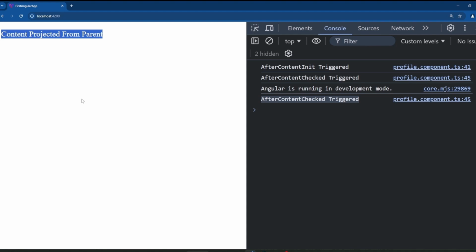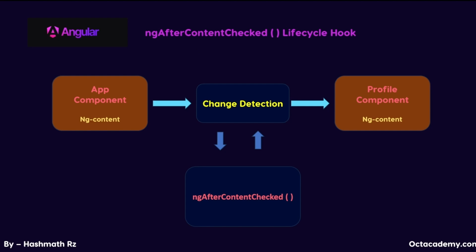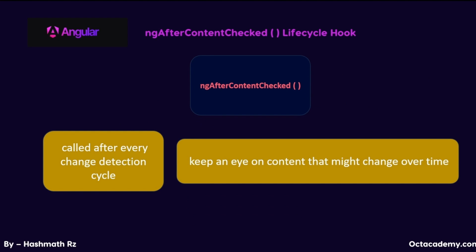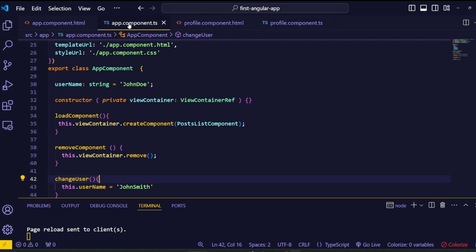Alright, so some of you guys might be wondering, why would I need this hook if I already have ngAfterContentInit? The key difference here is that while ngAfterContentInit is only called once, ngAfterContentChecked is called every time Angular checks for changes in the projected content. So this makes it ideal for situations where you need to react to changes in content over time, not just at the initial load. Wait, I'll show you an example for this.